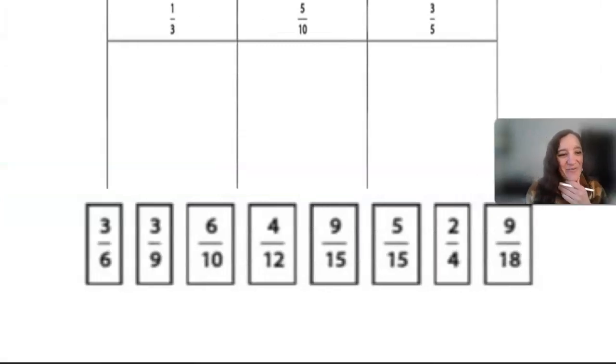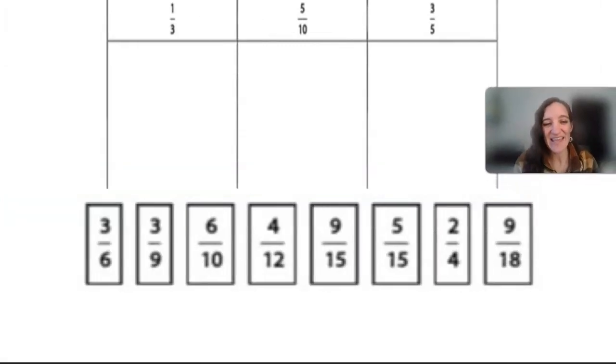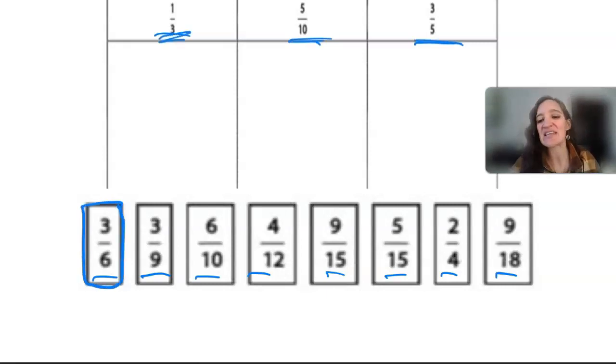Okay, here's another one. If you promise not to say anything, this may or may not be a question like what you'll see on the test. So let's see if we can figure it out. What I want to do is put all of these in one of these columns, either 1/3, 5/10, or 3/5. Where would they go? For example, 3/6. 3/6 is not the same as any of these, but it is equivalent to one of them.